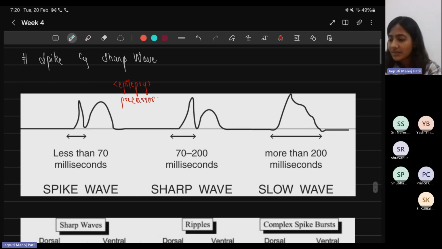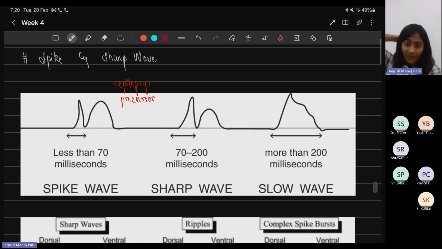A spike wave is a sudden rise. So if I ask you, how do you differentiate a QRS complex, is it a spike or is it sharp? Given the millisecond time duration here, a sharp wave is 70 to 200 milliseconds, and a spike is less than 70 milliseconds. Is the QRS complex sharp or spike? Spike, yes. You get the actual direct information from it, and you see that it's a lesser time interval also.